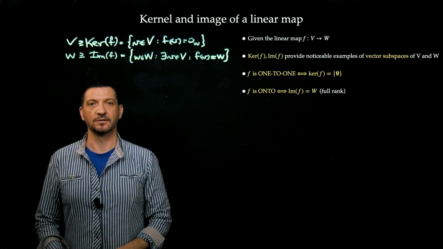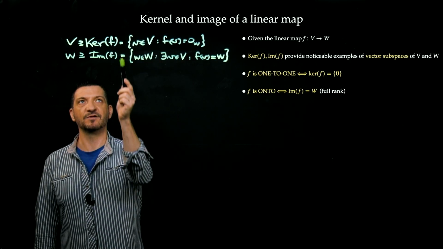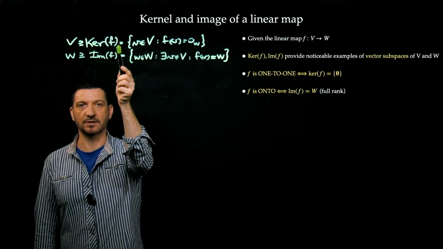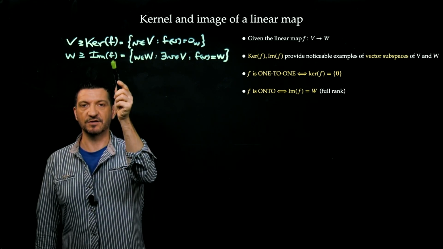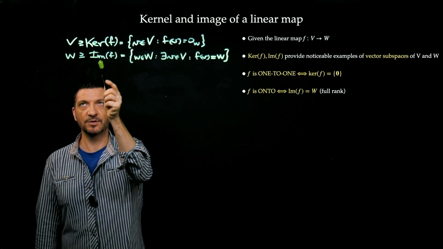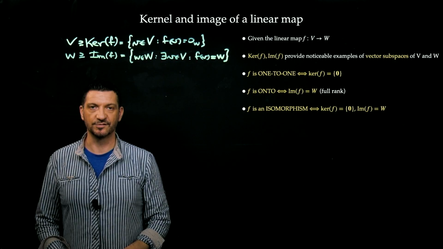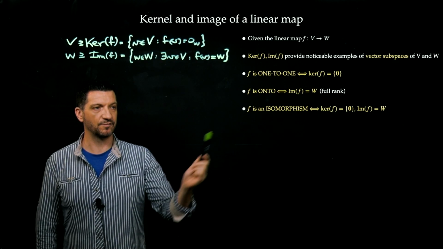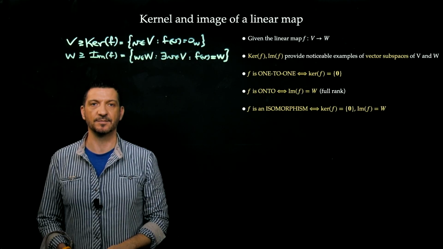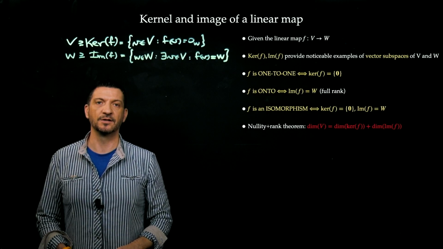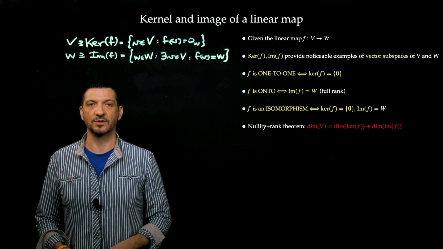Using heavily the property of linearity of the map f, we have proven that f is one-to-one if and only if the kernel is reduced to the only null vector of V, and f is onto if and only if the image coincides with the vector space W. As an immediate consequence, f is an isomorphism if and only if both these properties are satisfied at the same time. Since the kernel and the image are vector spaces themselves, it is well defined to talk about their dimensions.